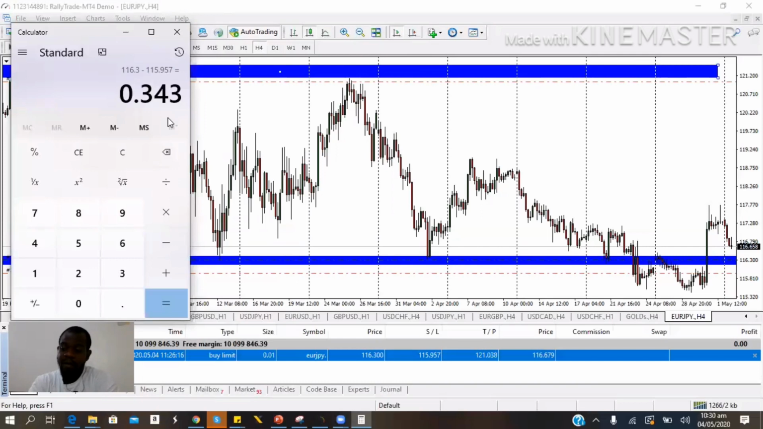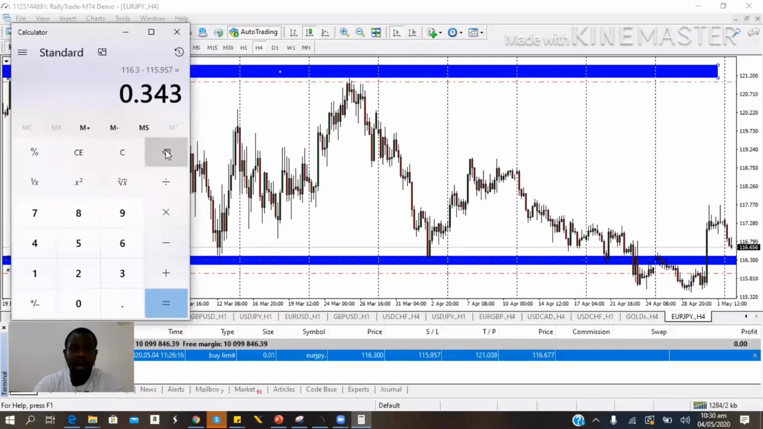So if you have a dollar account and for a 0.01, this is equivalent to $3. 34 pips is equal to $3.40. So that is 0.01, and this is the pip size you're aiming to get. We just did the calculation. Remember, as I said, this is a revision of almost everything we've been doing.